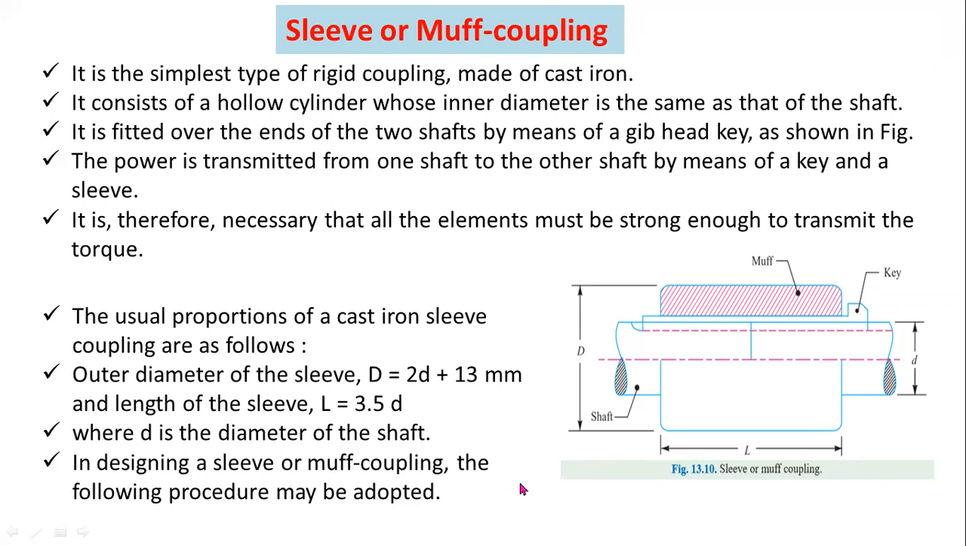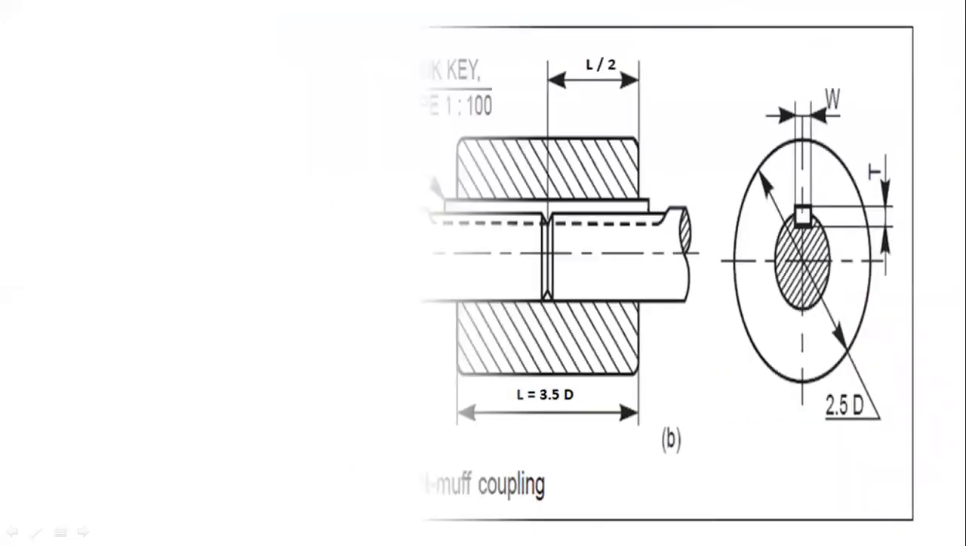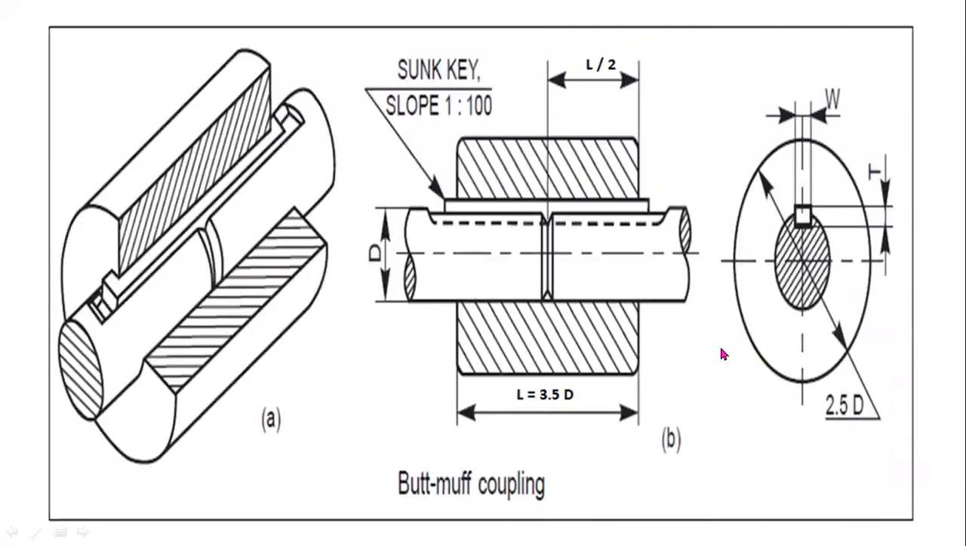In designing a sleeve or muff coupling, the following procedure may be adopted. This is the cross-sectional view of a butt or sleeve coupling. This is the front view. This is the side view.